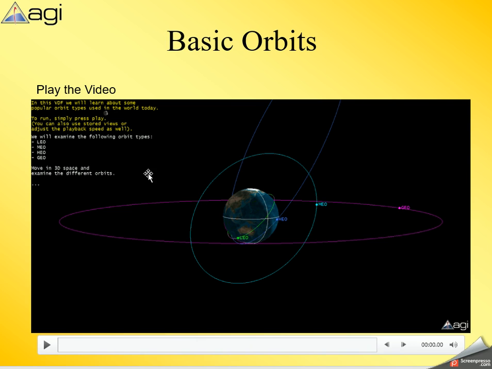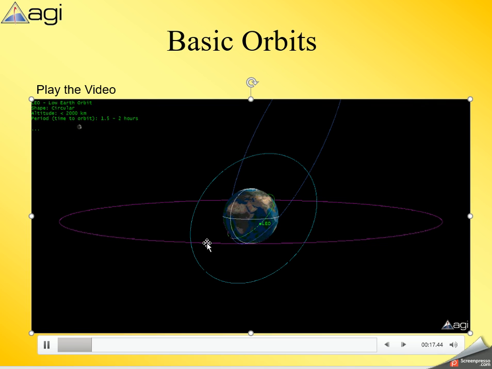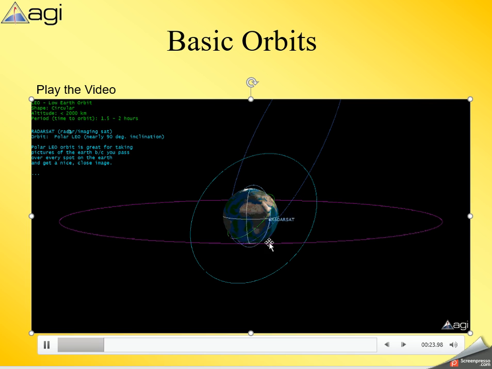So, basic orbits. This is just looking at some different ones. We'll study LEO, MEO, HEO, and GEO in the next couple of slides to describe them. Each has its own period to look at, and each of these orbits has a different purpose, for where they are going and what part of the Earth and everything else they're covering.